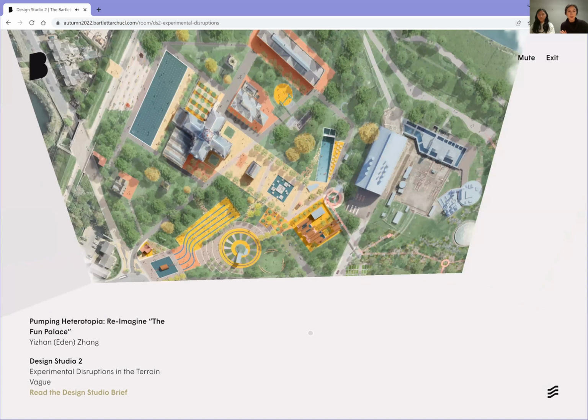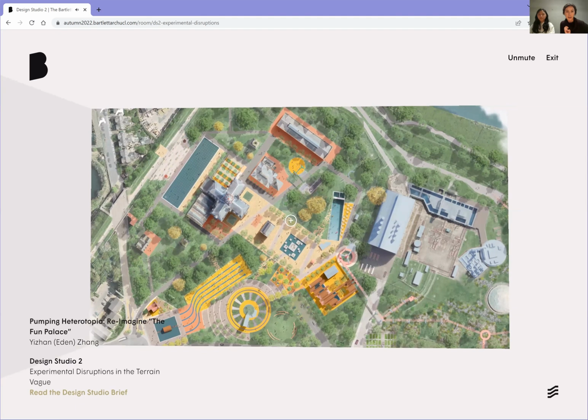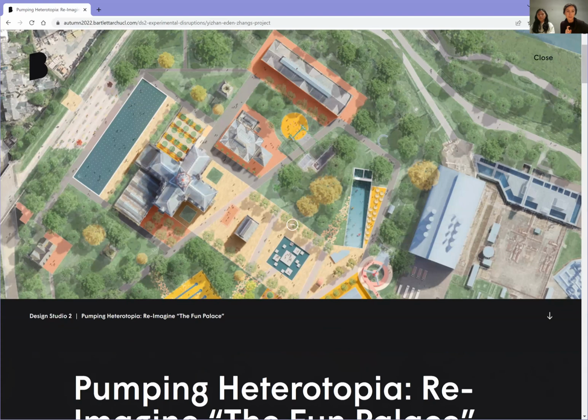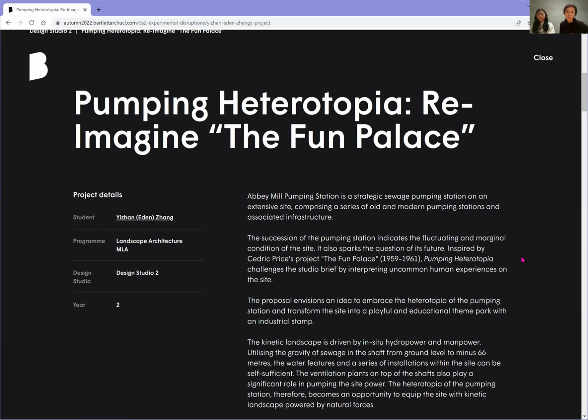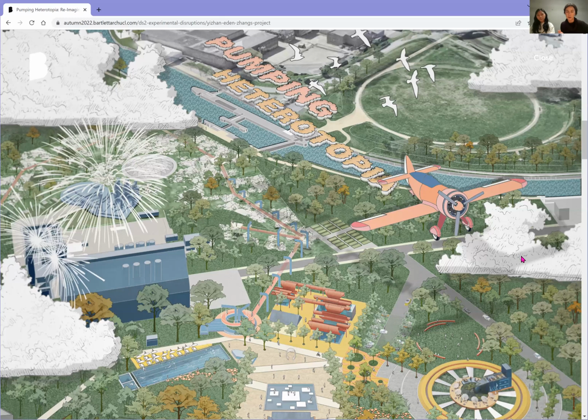I did want to talk about, since you're on Eden, Sandra, I'll start with him. So Eden was one of the students that was in our MLA too. So his project spanned the whole year, and they tend to be a bit more speculative. But he focused on a site that was an old pumping station, and how that site could be reimagined as a kind of theme park, almost Disneyland-like, but with a landscape lens.